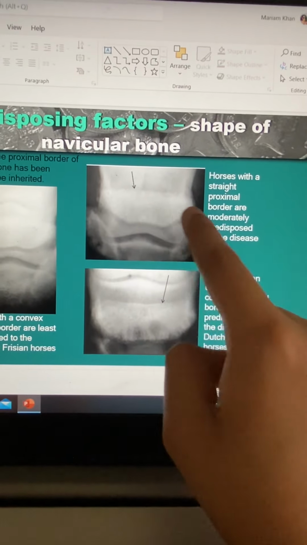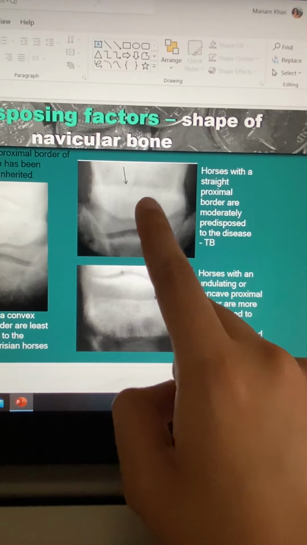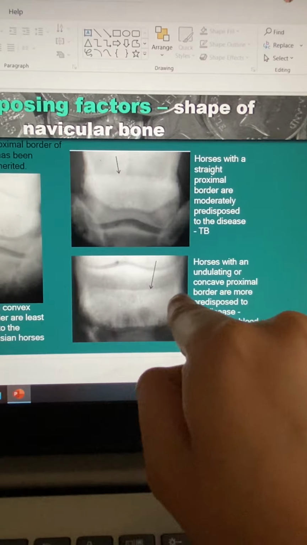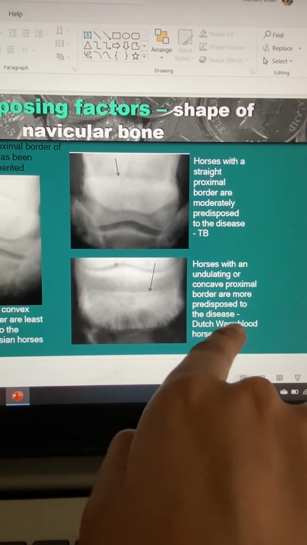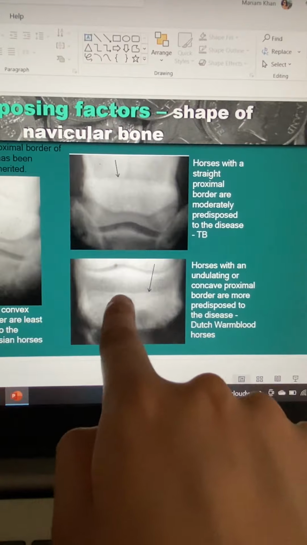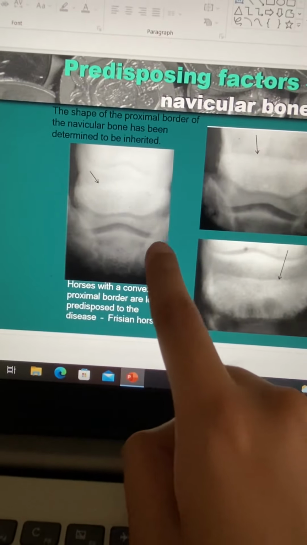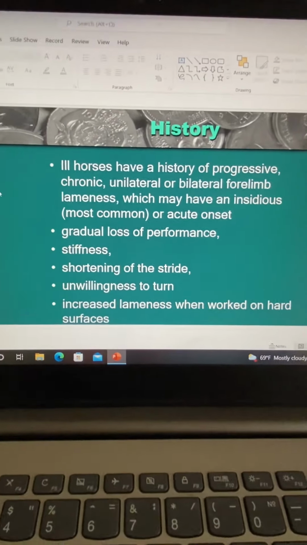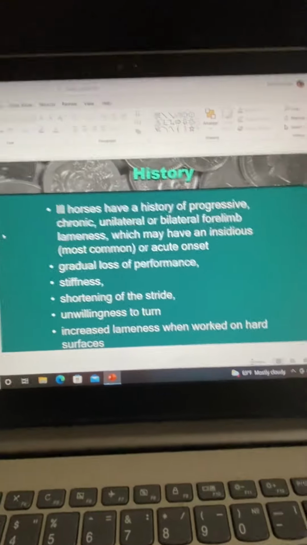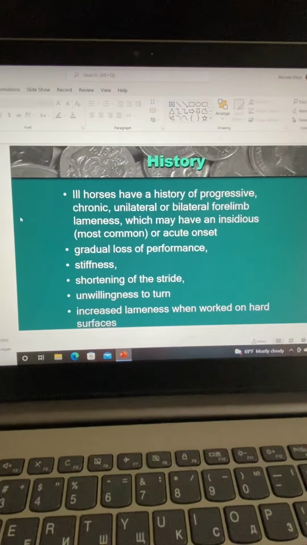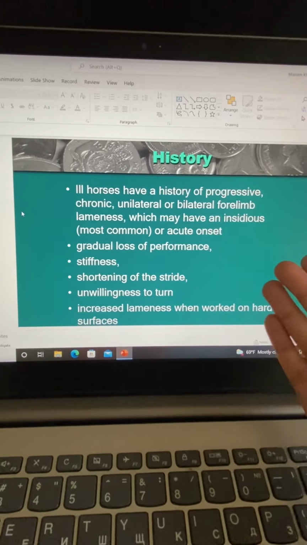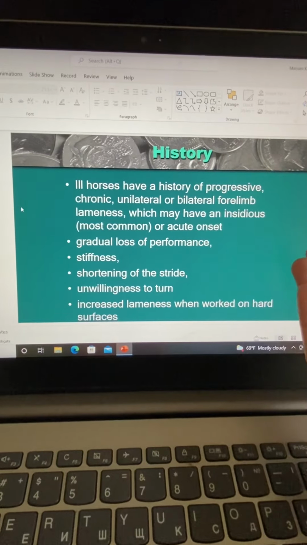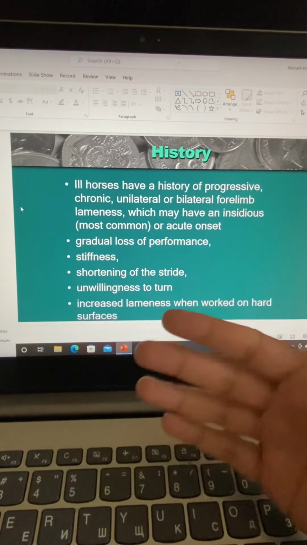Horses with a straight proximal border are moderately predisposed to navicular bone disease, and horses with an undulating or concave proximal border are more predisposed to the disease, like Dutch warmblood horses. So Dutch warmbloods are more likely to have something concave, whereas Frisian horses are more likely to have something convex. In terms of when we get a horse, how do we suspect that they have this disease? Well, of course, we always gather history no matter what. Horses will have chronic bilateral or unilateral forelimb lameness, and it could be acute. Usually that's the case. They don't perform as well.